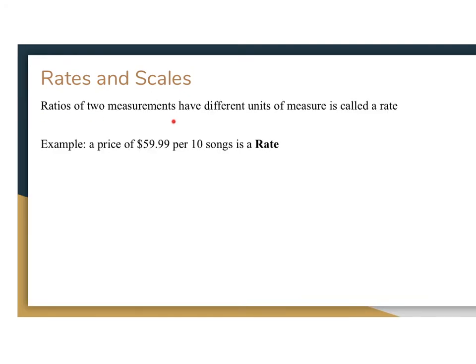When ratios of two measurements have different units, the measure is called a rate. For example, a price of $59.99 per 10 songs, if you were to buy that for that cost, is called a rate. So it is $59.99 per 10 songs.